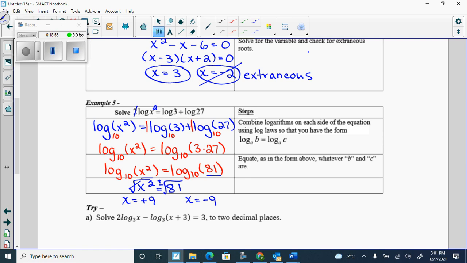Check them back in. So if I put a 9 in, this will be 9. If I put a negative 9 in, this will be negative. Now sometimes both of them work. Sometimes neither of them work. Sometimes one works. It's like Goldilocks and the 3 bears. Really.